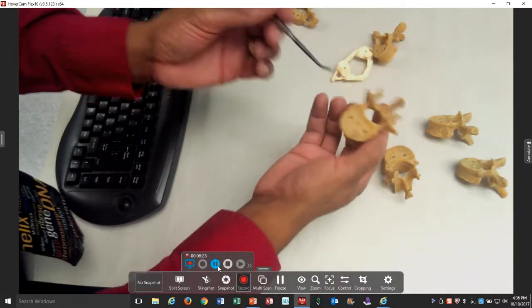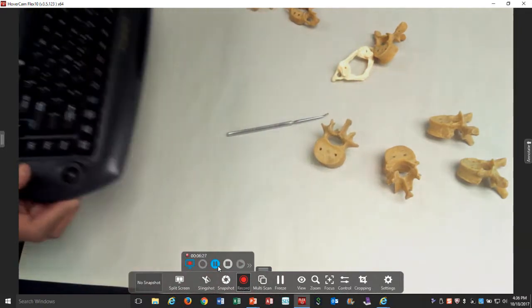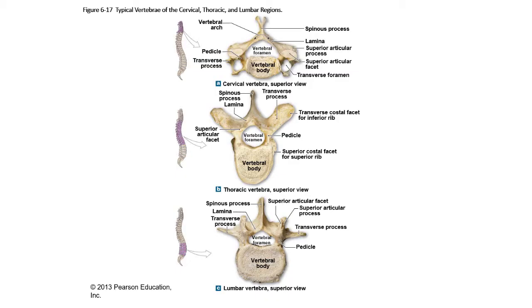Okay, so let's look at the lumbar. How do you tell the difference between the lumbar? All right, the lumbar has this thick body, and it's got a superior articular process, but its spinous process is thin.